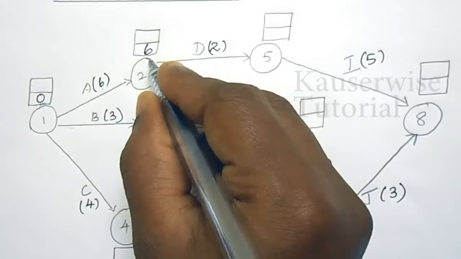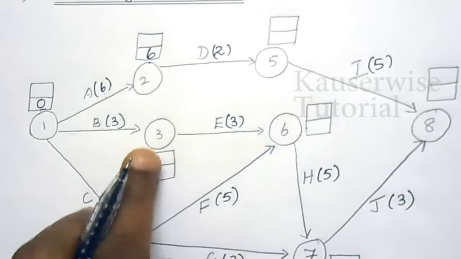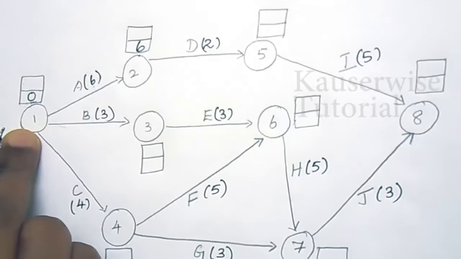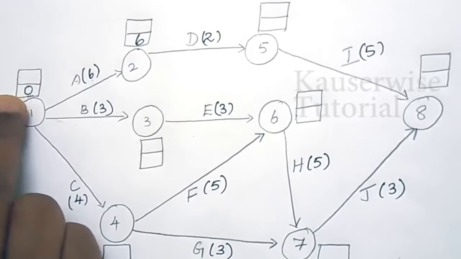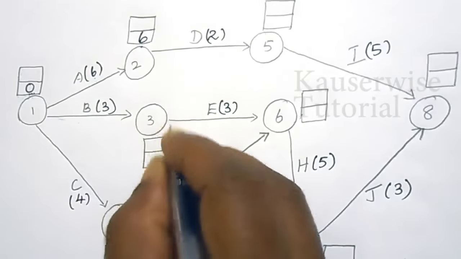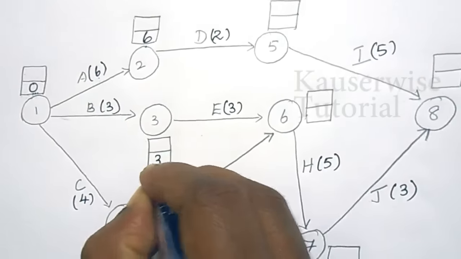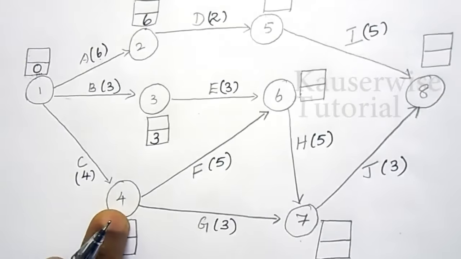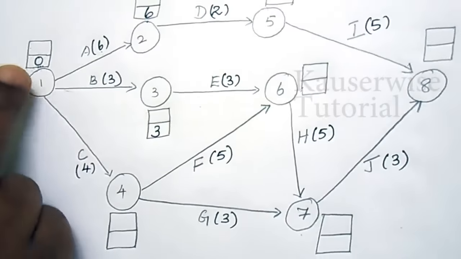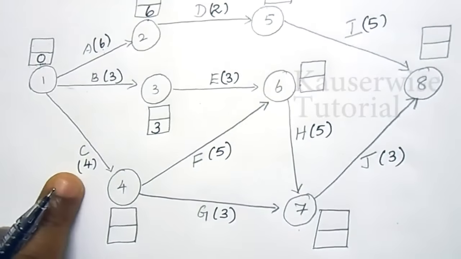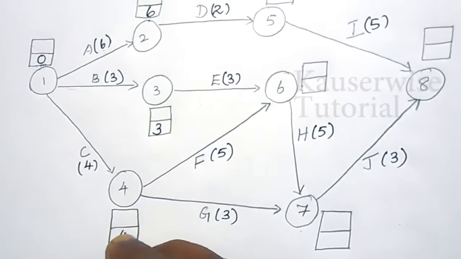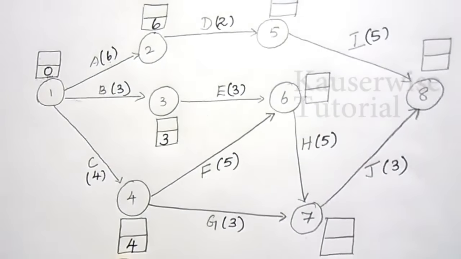Okay, node 2 is over. Now see node 3. For node 3, the previous node is 1. So, earliest start time of node 1 is 0. 0 plus 3, 3. So, earliest start time for node 3 is 3. For node 4 also, the previous node is 1. So, earliest start time of node 1 is 0. So, 0 plus 4, 4. So, earliest start time for node 4 is 4.